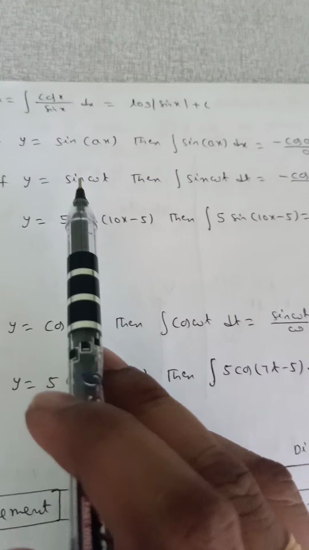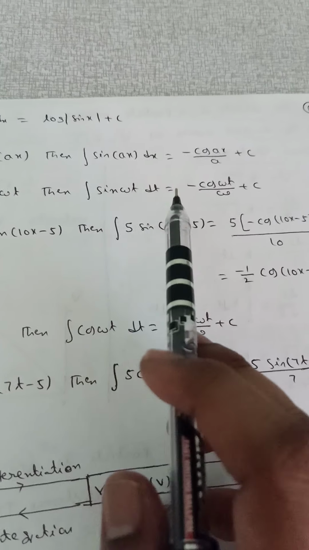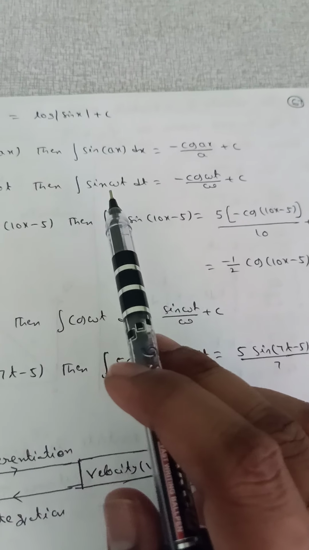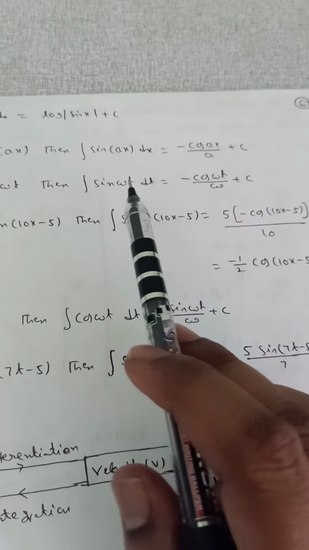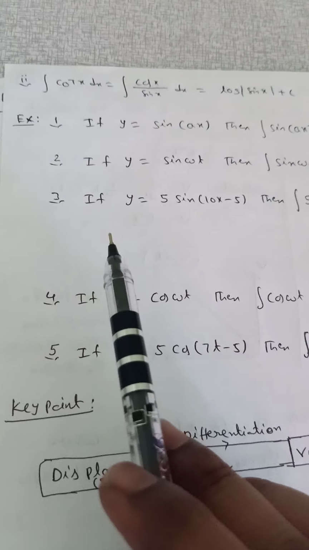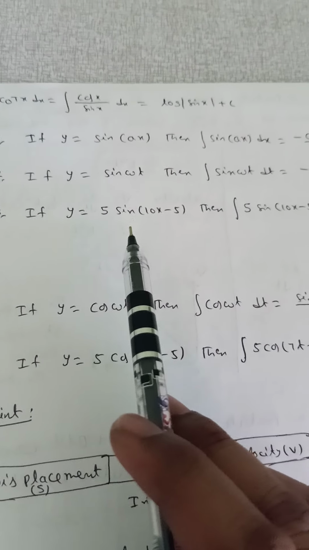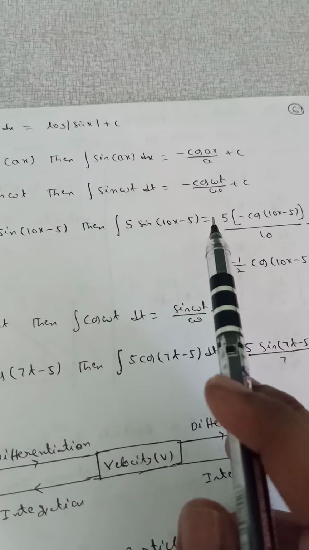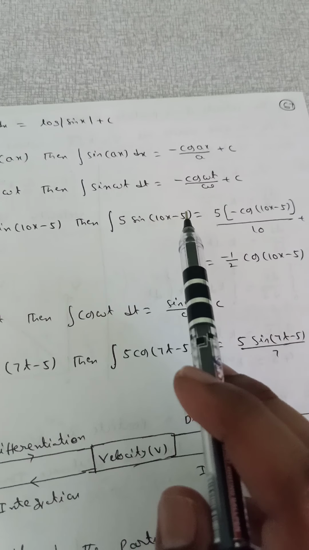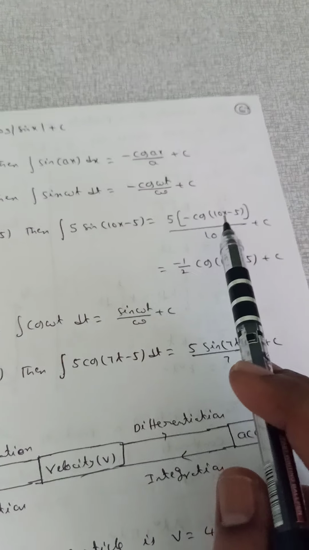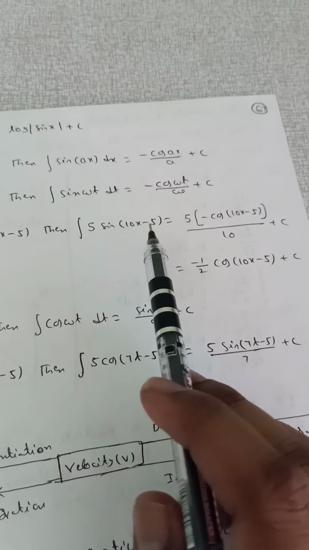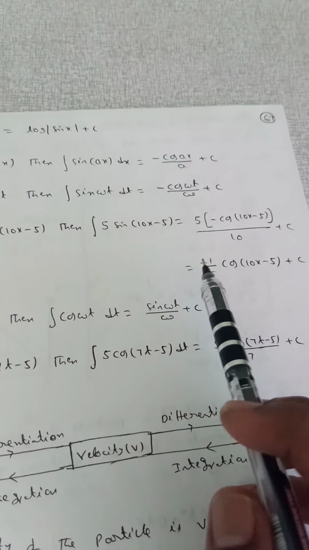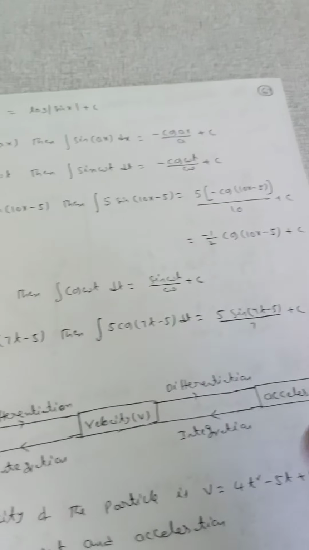If y is equal to sin omega t, then integral sin omega t dt. Sin omega t integration is minus cos omega t, but omega t is a function of time, omega t derivative omega. And also if y is equal to 5 sin of 10x minus 5, then integral 5 sin of 10x minus 5, 5 is the constant, sin of 10x minus 5 integration is minus cos of 10x minus 5, but 10x minus 5 is a function of x, 10x derivative 10, 5 derivative 0, that means minus 1 by 10 cos of 10x minus 5 plus c.